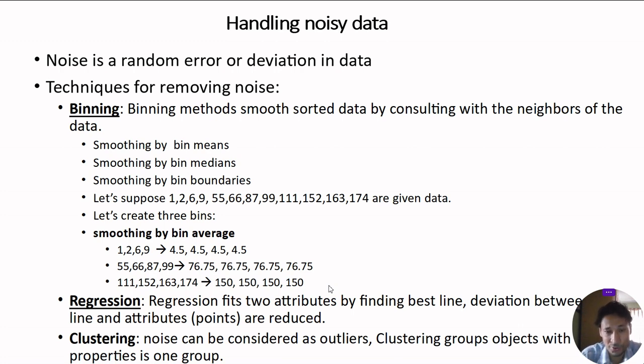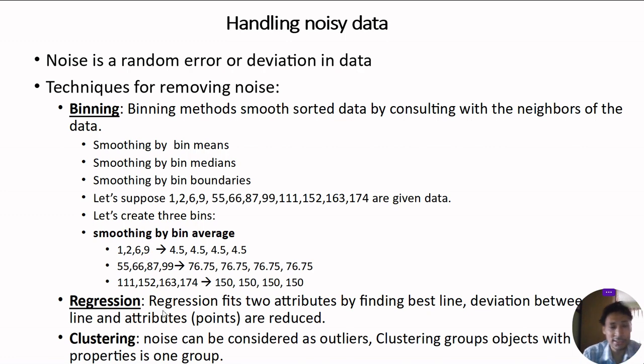We may have some confusion about whether these values are correct or not. In that case we can smooth the values either by taking the mean, median, or we can compare with the boundaries and see which value is nearer to the boundary. In that case we can take 1 and 9 as the boundaries. 2 is nearer to 1 than 9, so we'll replace 2 by 1. 6 is nearer to 9 than 1, so 6 will be replaced by 9. So this is an example of smoothing by boundaries.